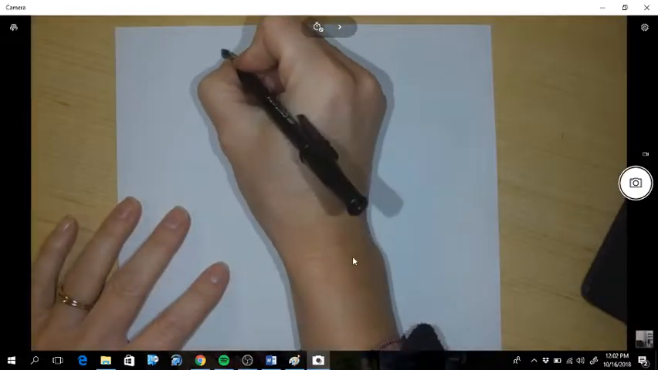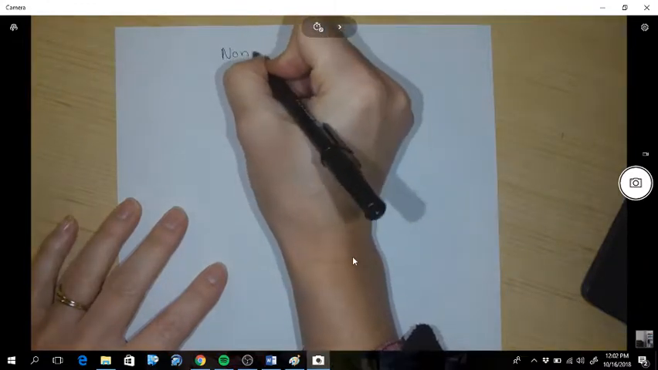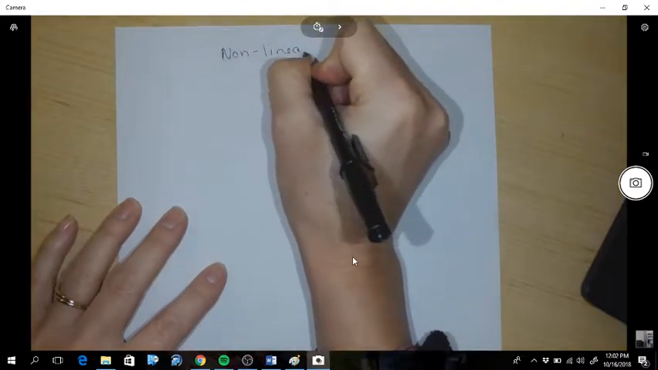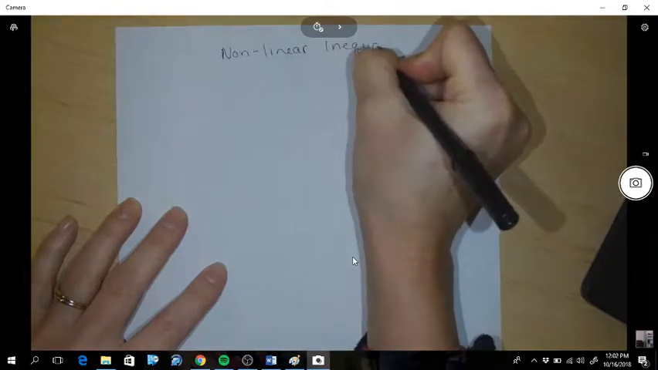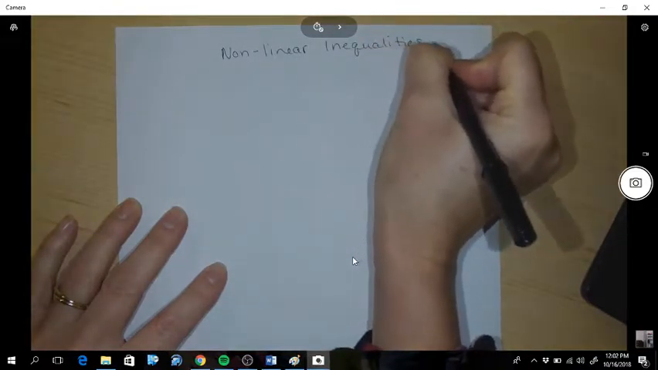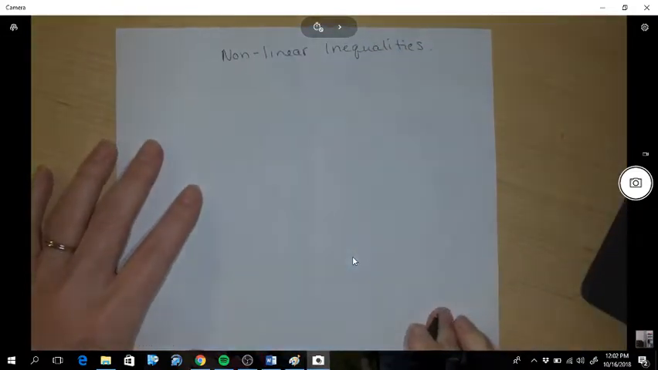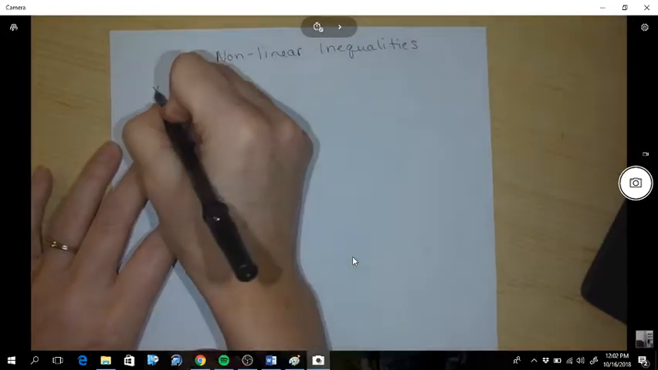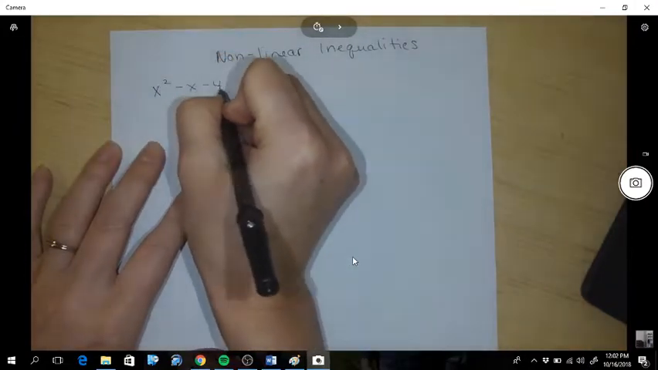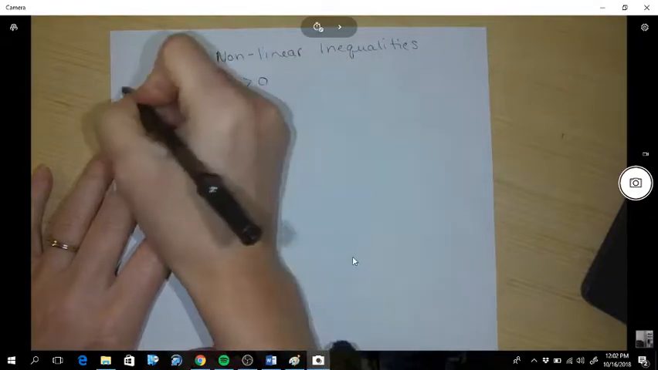Okay, today's lesson is non-linear inequalities. Okay, example 1. X squared minus x minus 42 is greater than 0.